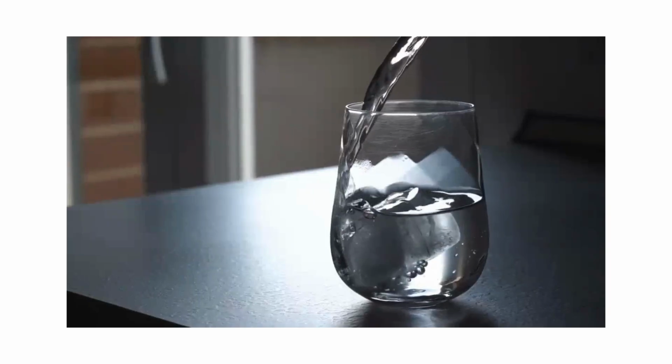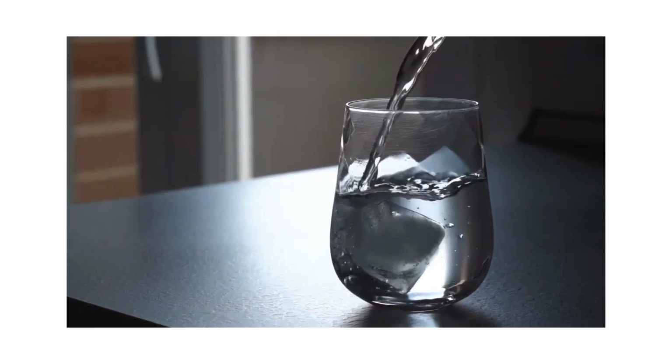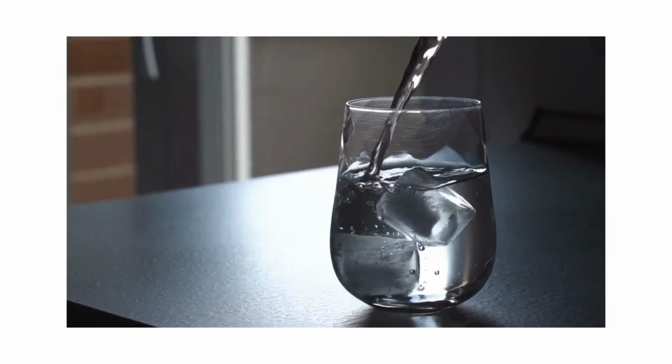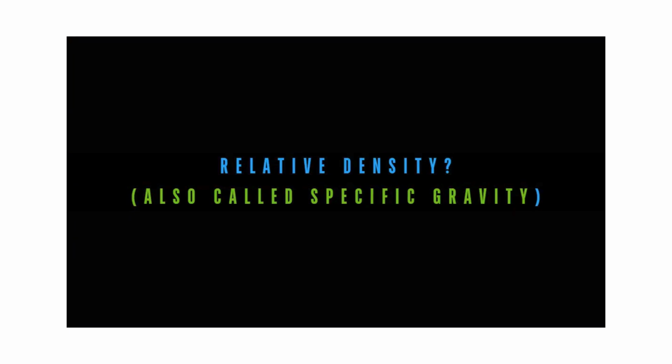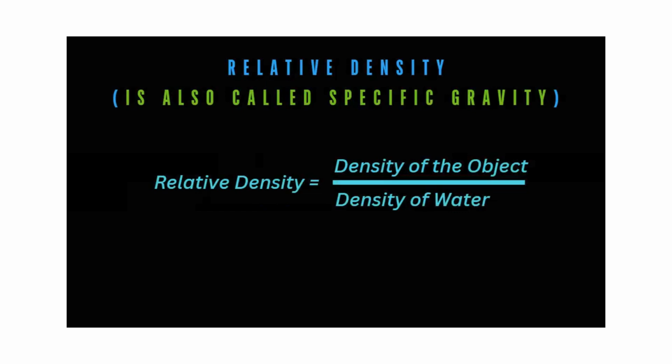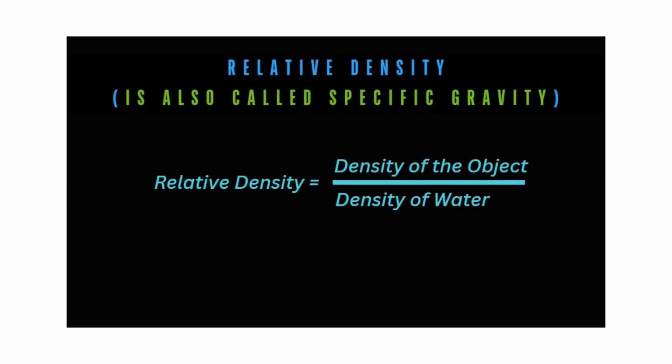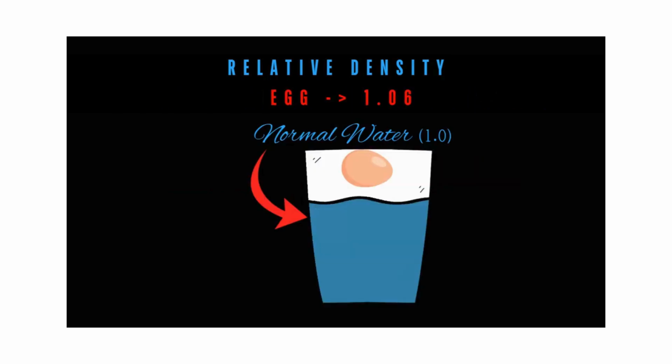Whether the object floats or sinks is decided by the density of the object. To make comparison easier, we use the concept of relative density, which is also called specific gravity. Specific gravity is the ratio of the density of a substance to the density of water. As an example, the relative density of a typical egg is 1.06, slightly denser than normal water. So when an egg is carefully dropped in water, it settles at the bottom.